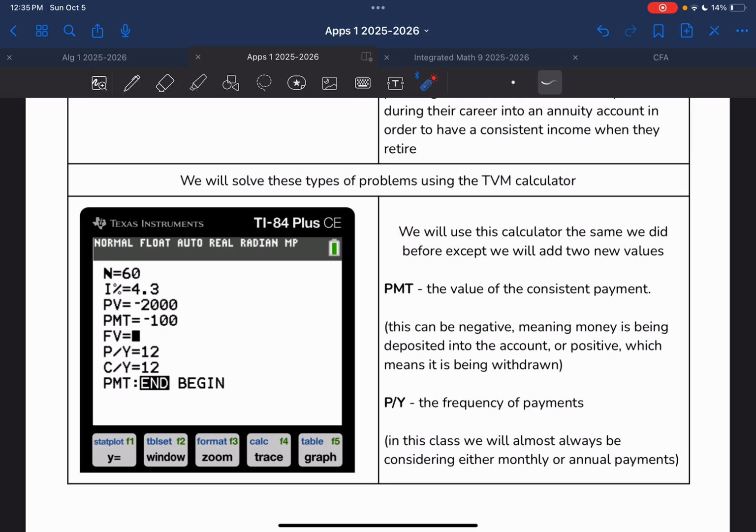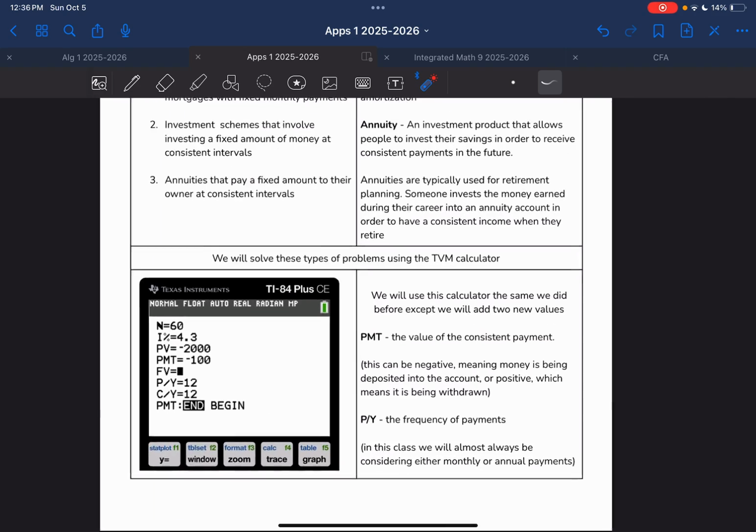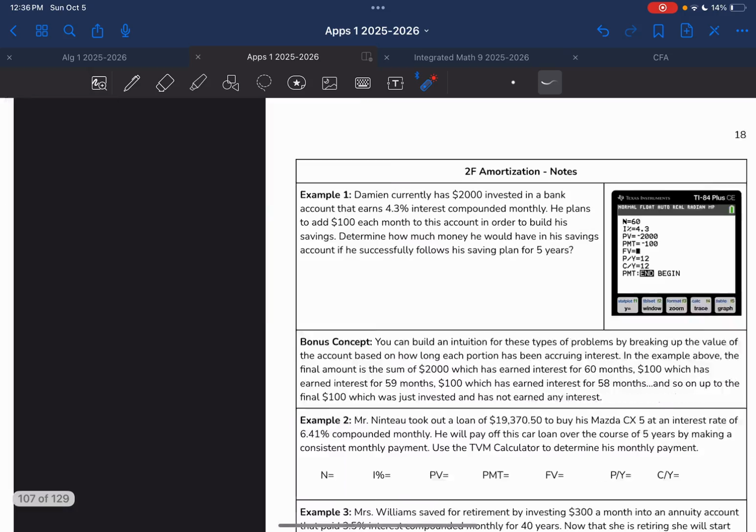So if you're talking about putting money into the investment or into the account, then that's a negative number because it's a negative cash flow for you right now, right? You are putting money into it, meaning your cash in your pocket is decreasing. If you're taking money out of it, then you need a positive value because then it's positive cash flow. Then it's being withdrawn. It's money going from the account into your pocket, so it's positive. And then PY is the frequency of payments. So you have a payment amount, and then PY is the frequency of payments. Everything else remains the same. And so this will help us answer new types of problems.